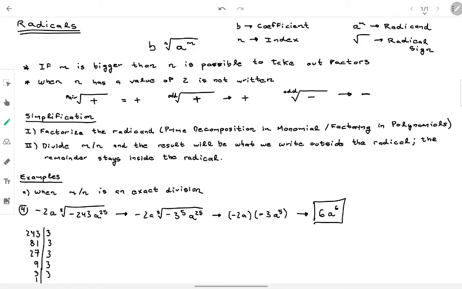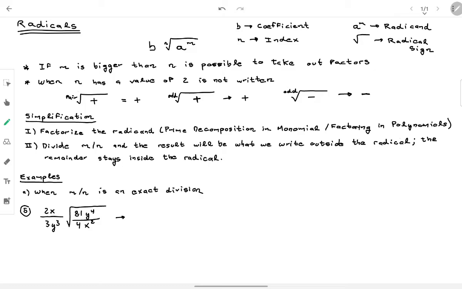Let's see another exercise. Here we have fractions, but don't worry, it's going to be exactly the same. What is outside the radical is the coefficient. Inside the radical, we need to change it. We need to decompose the numbers. 81, 27, 9, 3, 1. So this is going to be 3 to the 4, y to the 4. 4 is 2 times 2, or 2 squared, x squared.